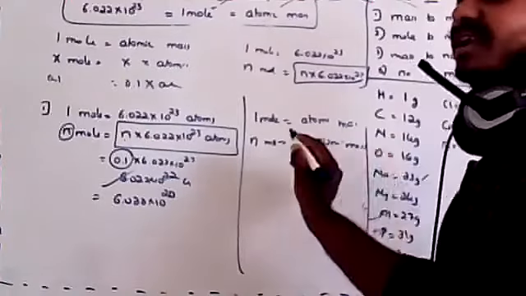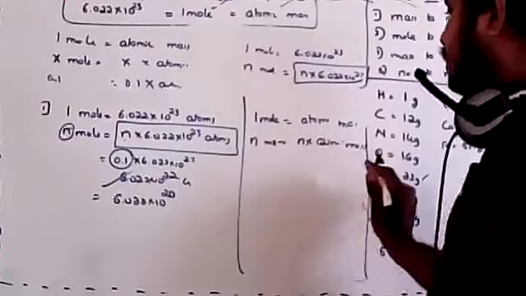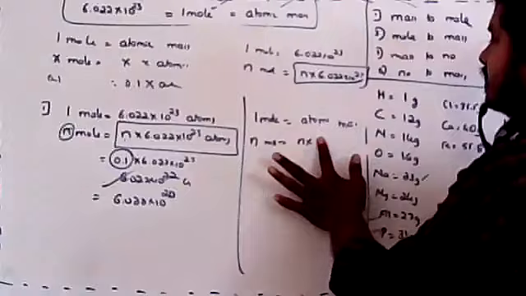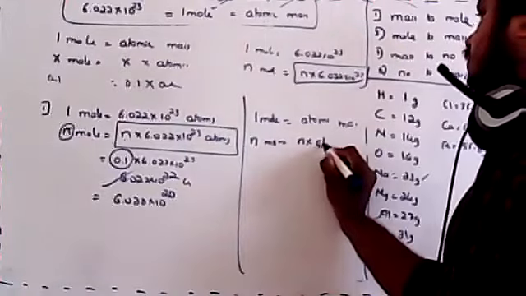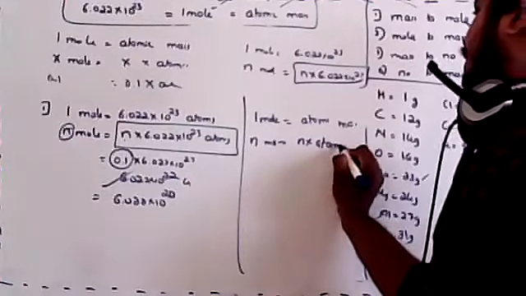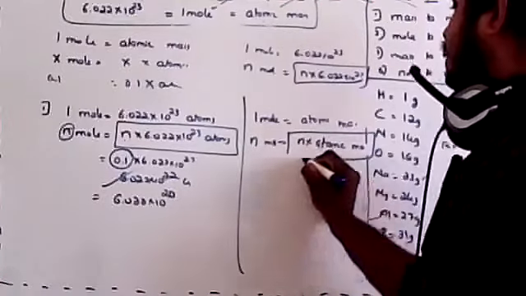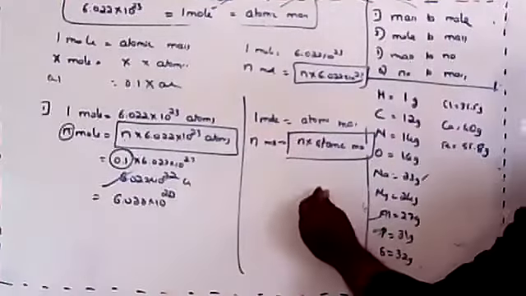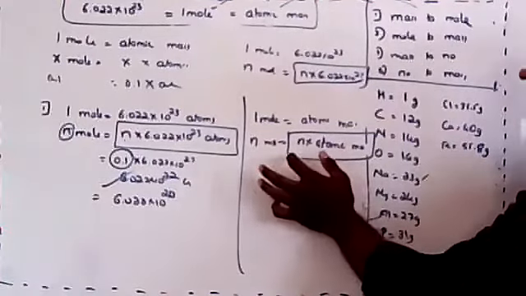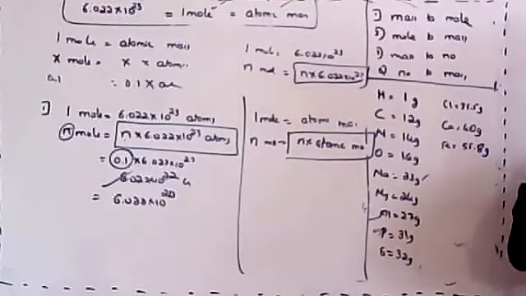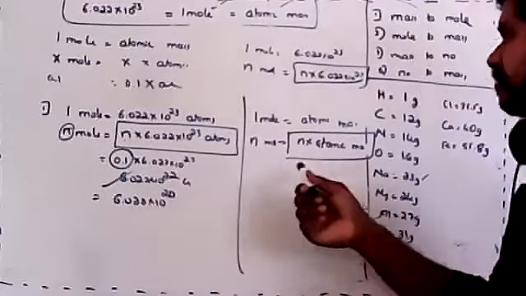I cannot write it on the right side. So understand what I'm writing here: n into atomic mass. This is the second formula that you can directly use for the calculation of mass. For the given mole, you can calculate the mass. Just like the number given, you can calculate the mass given.